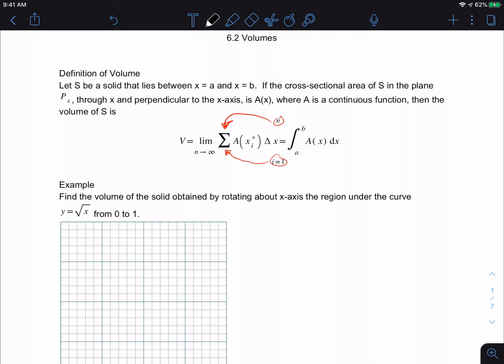So today we're going to go over 6.2, and it's our first development of volumes. And we're going to cover two types of volume. We're going to talk about the disk method and the washer method.